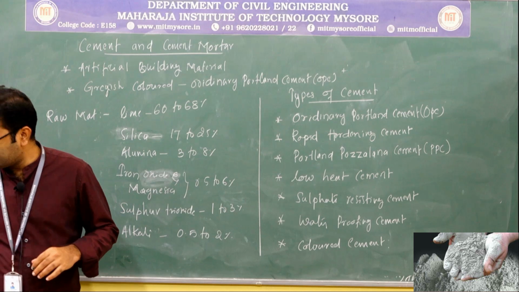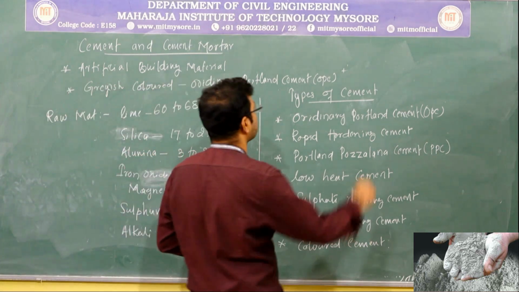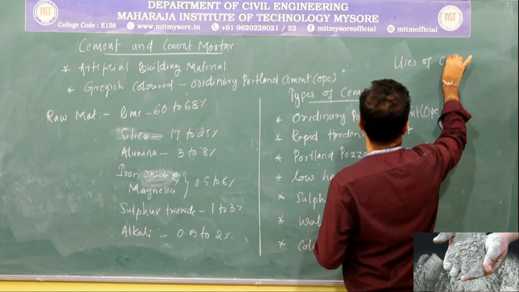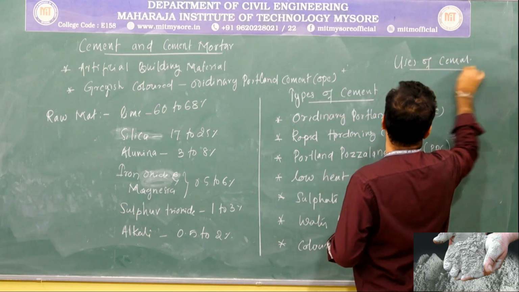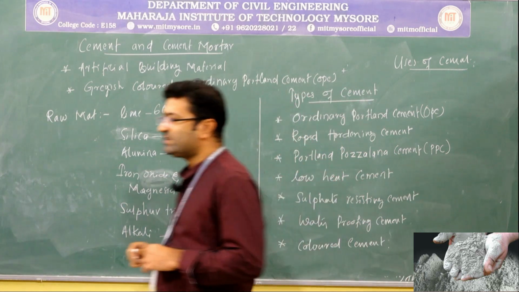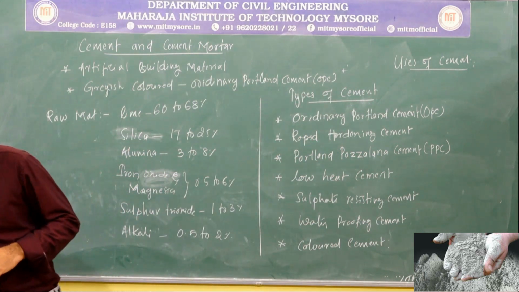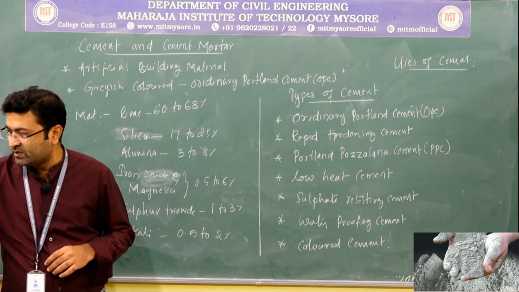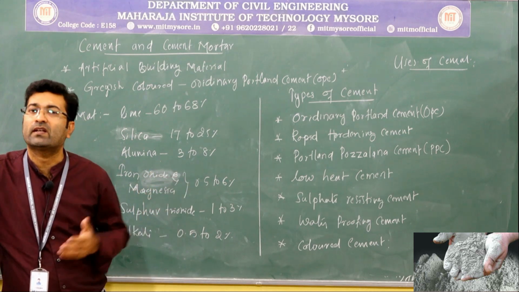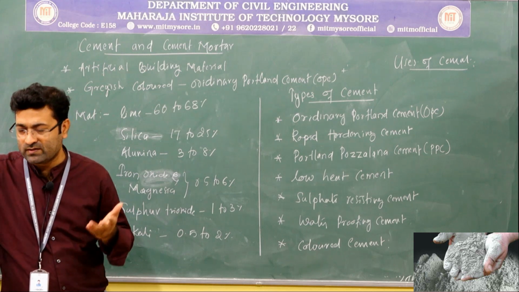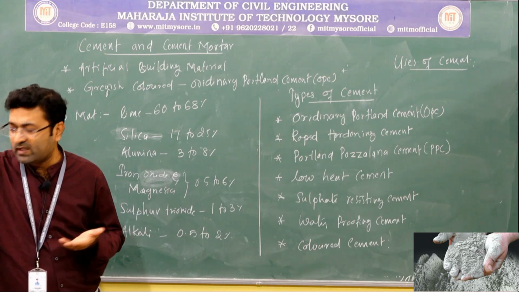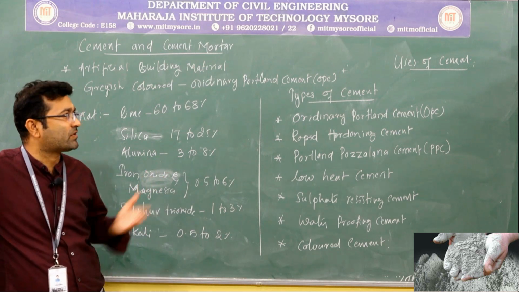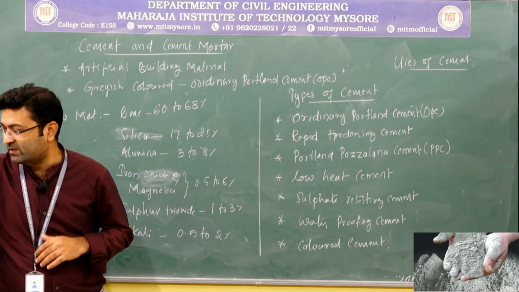Now, moving on, what are the uses of cement? As I mentioned earlier, cement is one of the most commonly used binding materials in construction. Using cement, we can construct walls, retaining walls, dams, beams, columns. For every construction, we need cement.